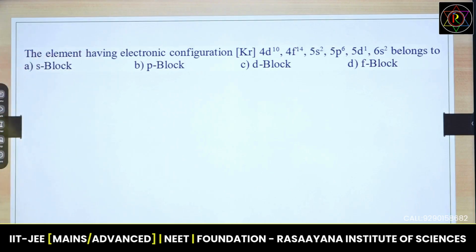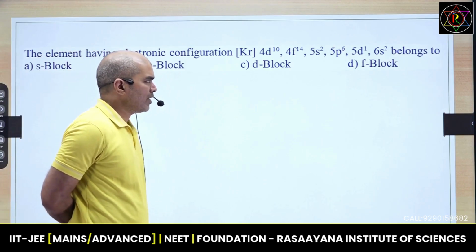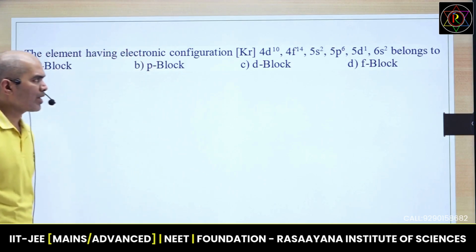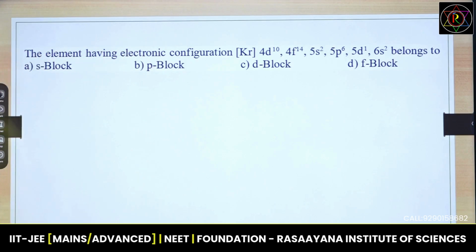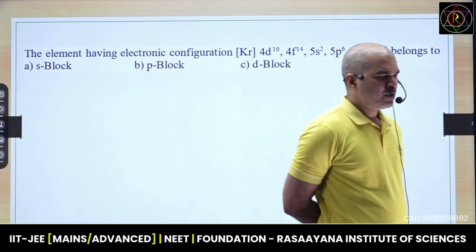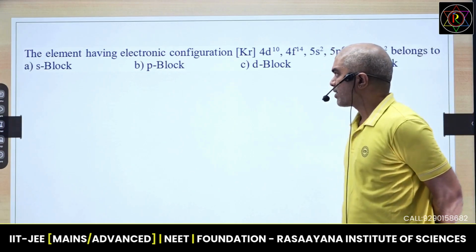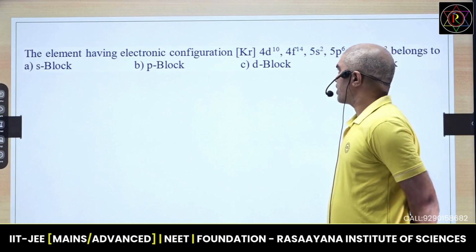What are these questions? The element having electronic configuration krypton 4d10, 4f14, 5s2, 5p6, 5d1, 6s2 belongs to which block? For each question, take a little time and try to attempt, or you can pause the video, attempt, and then check.